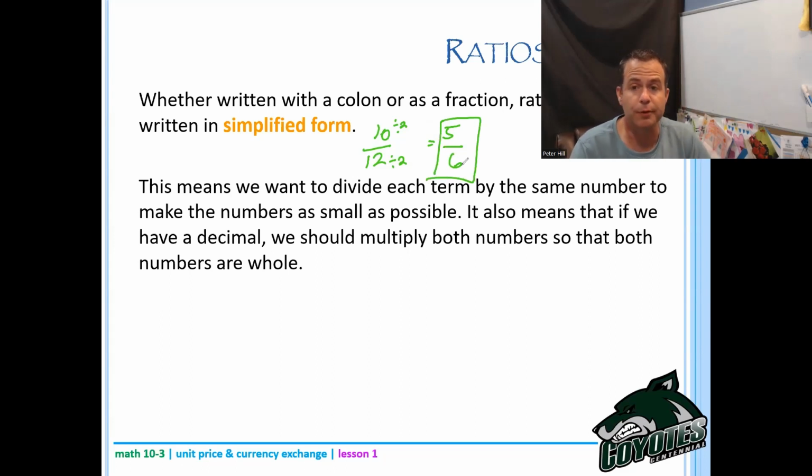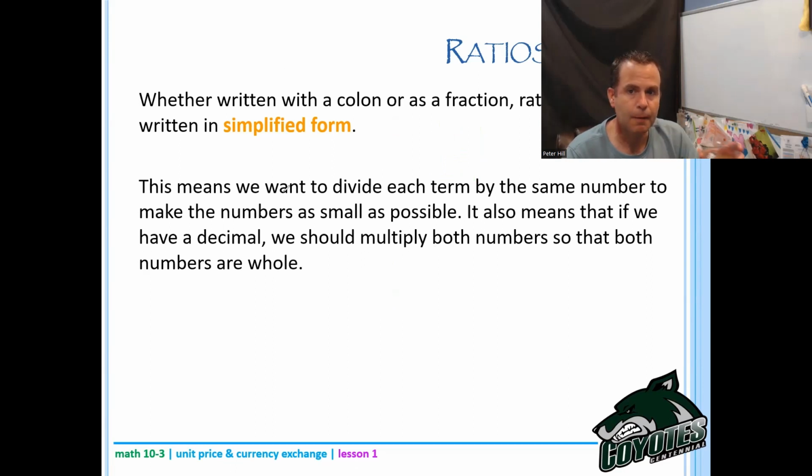The same thing works with ratios. If I had said 10 to 12, I would want to say, okay, I can divide that by 2, and that would be 5, and I can divide that by 2, and that would be 6. So this means we want to divide each term by the same number to make the numbers as small as possible. It also means that if we have a decimal, we don't like decimals, so we're going to multiply both numbers so that we end up with whole numbers for each of them. And I'll show you how to do that in an upcoming example, okay?